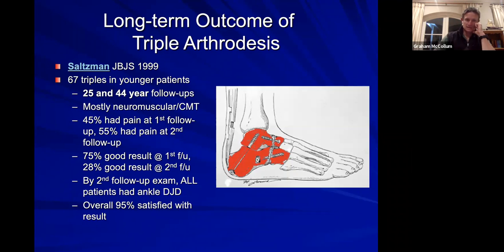This is an interesting study looking at triple arthrodesis in patients followed up for 25 years and then at 44 years. It's not the best thing for a foot to be totally fused. 45% of patients had significant pain at 25 years and 55% of patients had significant pain at 44 years. And all of the patients had evidence of ankle degenerative joint disease. So it's not so good for the ankle to be on a fused foot.